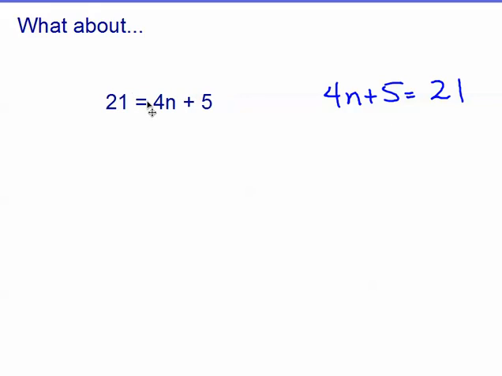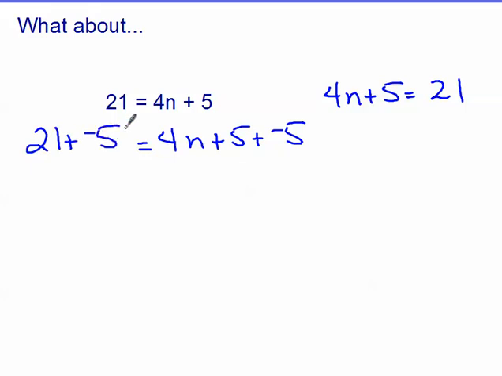Move this over. And this is what this one should look like if you have the letter on the right-hand side. You do 4n plus 5 plus negative 5, then 21 plus negative 5. Notice I added the negative 5 on both sides. So we now simplify both sides.